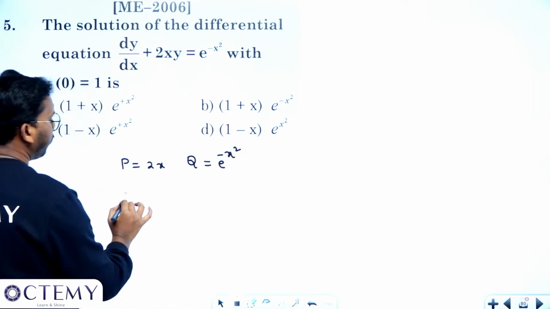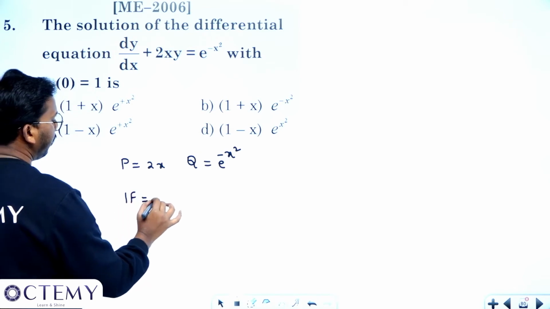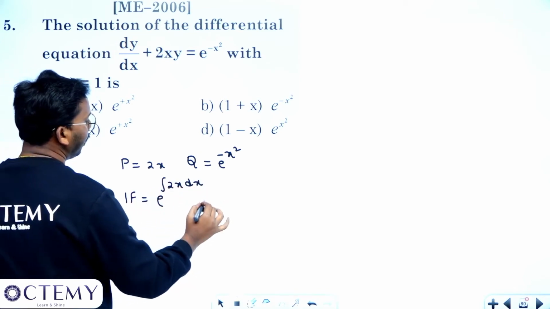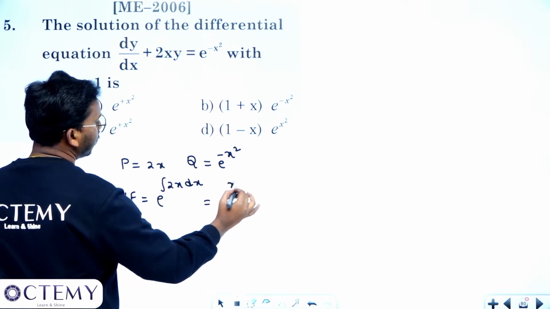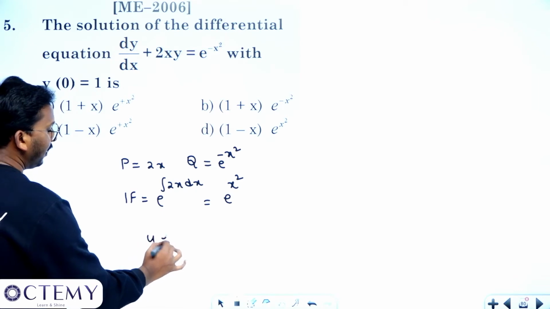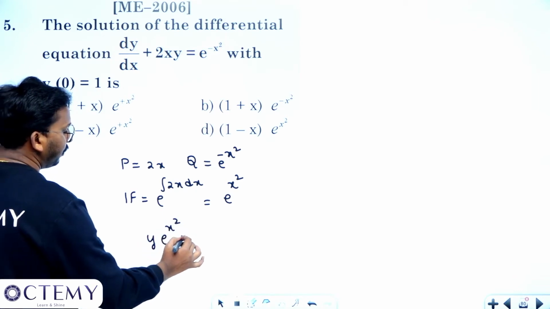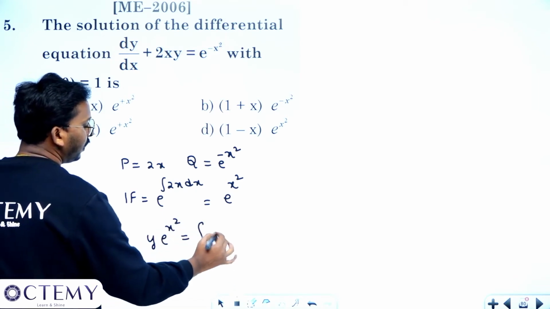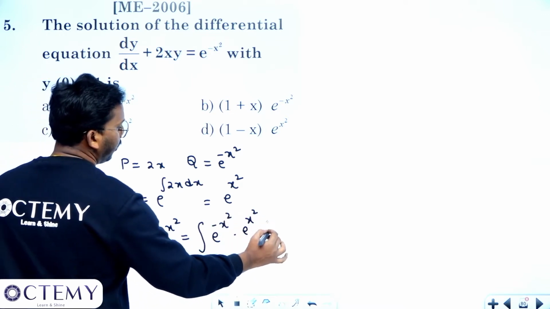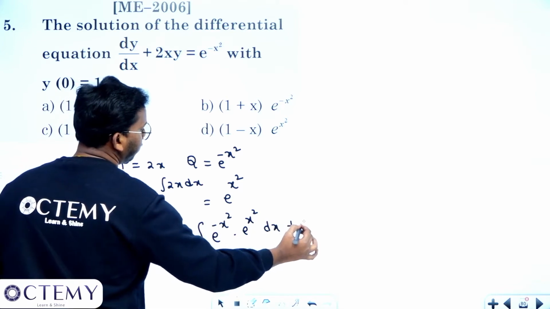What will be the integrating factor? The integrating factor will be e power integral 2x dx. So, that will become e power x square. What will be the solution? The solution will be y into integrating factor is equal to integral of q into integrating factor dx plus c, right?